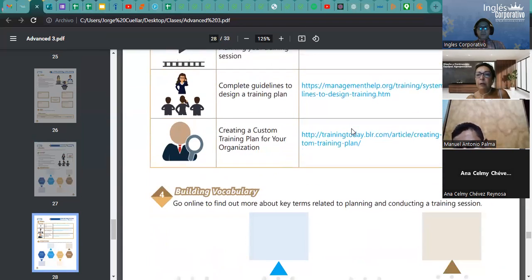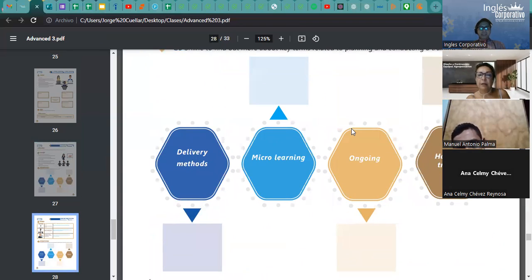And there are a few more. We're not going to watch this yet, but what are delivery methods? What do you think that is? Okay, delivery methods refers to the methodology that you use to deliver training. The verb for training is not to give a training, but to deliver a training. So the delivery method is the methodology that you use to give the training to other people. But the verb is going to be deliver. You're going to deliver a training.